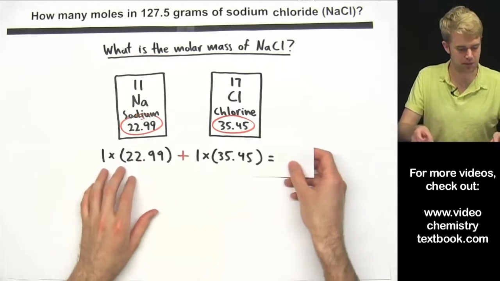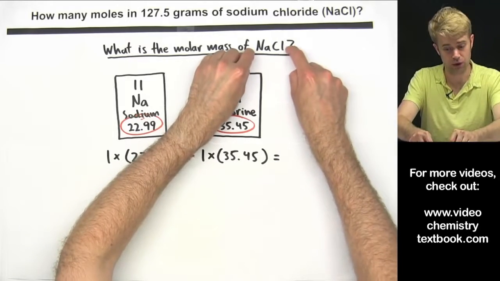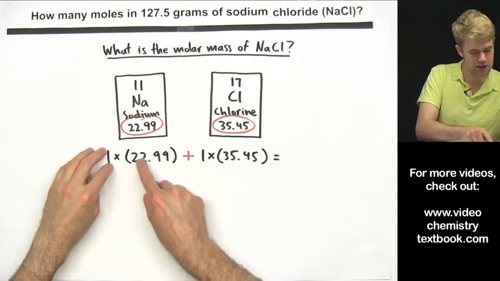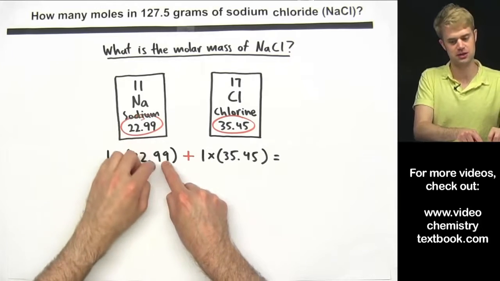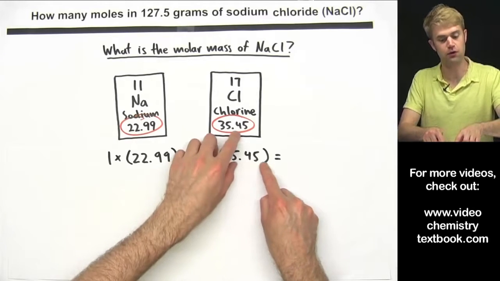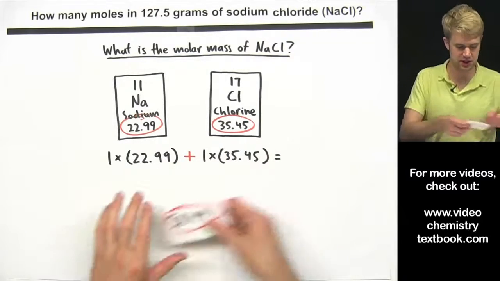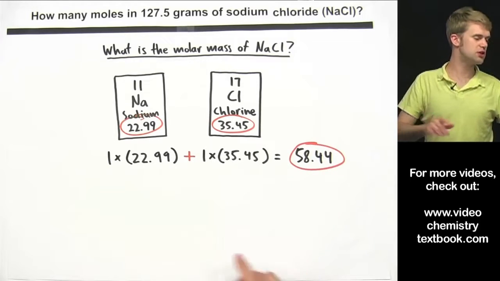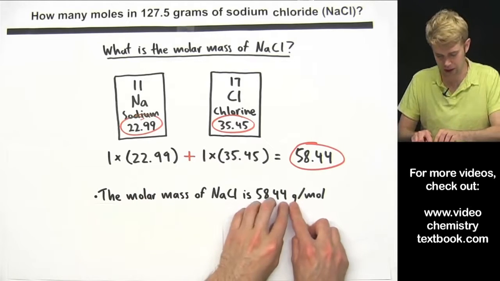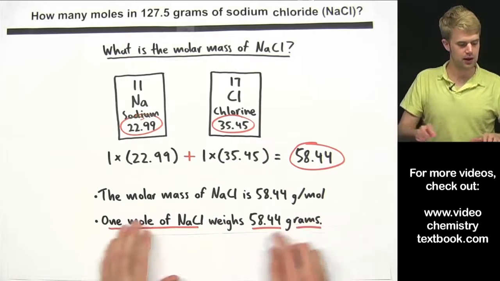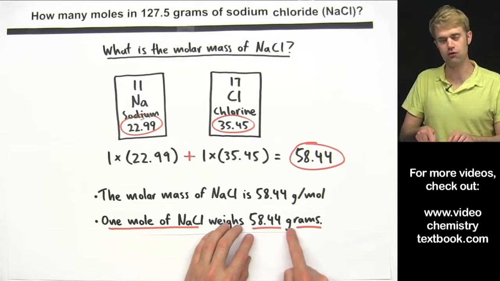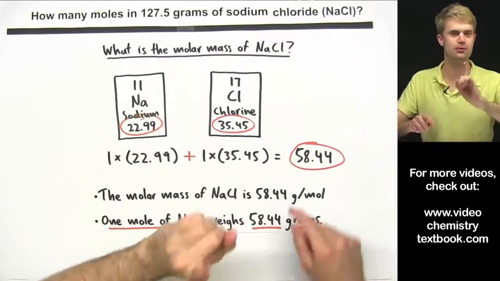Now I want to add these up, okay? I look at the chemical formula here, and this tells me that I have 1 sodium atom, so I'm going to do 1 times 22.99, which is the molar mass of sodium, and then I have 1 Cl, so I'm going to do 1 times 35.45, which is the molar mass of chlorine. Add these together, and I get 58.44, which tells me that the molar mass of NaCl, sodium chloride, is 58.44 grams per mole, or it means that 1 mole of sodium chloride weighs 58.44 grams. That is how much 1 mole of sodium chloride weighs.